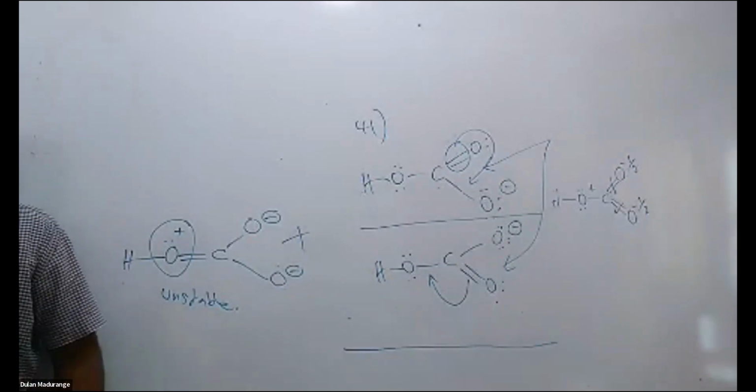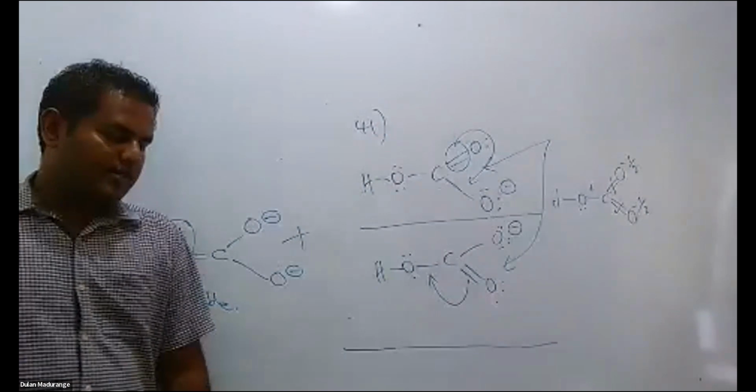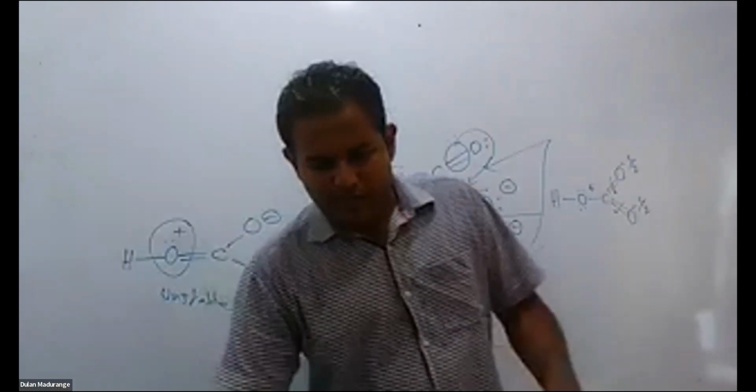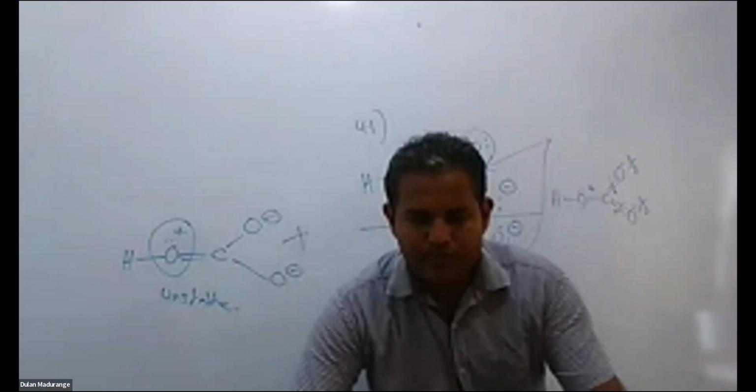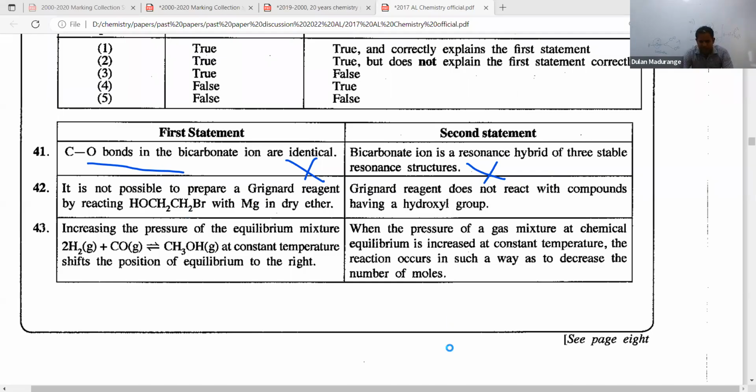Checking the knowledge of resonance hybrids. Right, okay. So we move to the next question. This is question number 42. It is not possible to prepare a Grignard reagent by reacting with this one and this one. So it is actually correct. Grignard reagent does not react with compounds having a hydroxyl group. It is incorrect. So they have given the answer as answer number 3. So why is it happening?